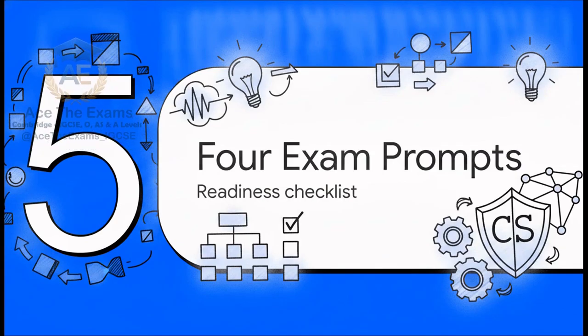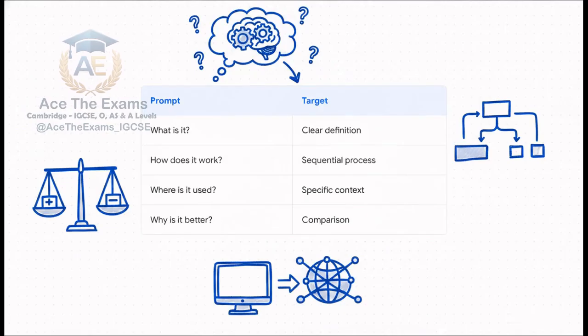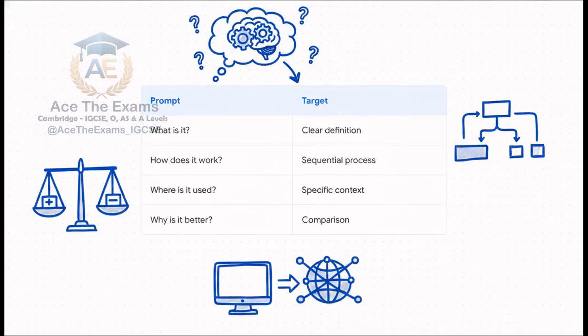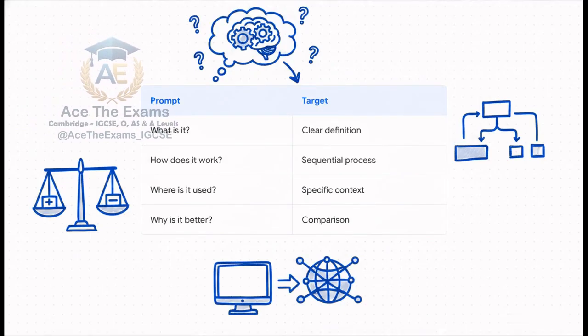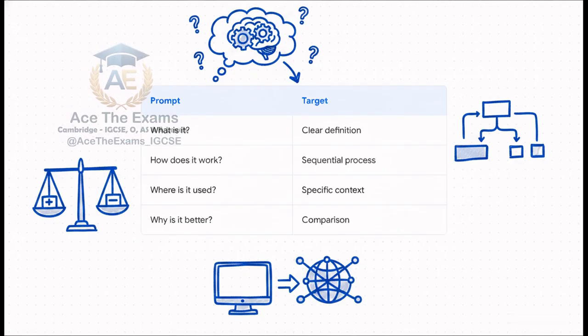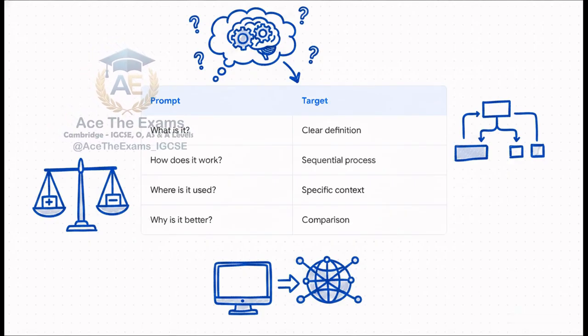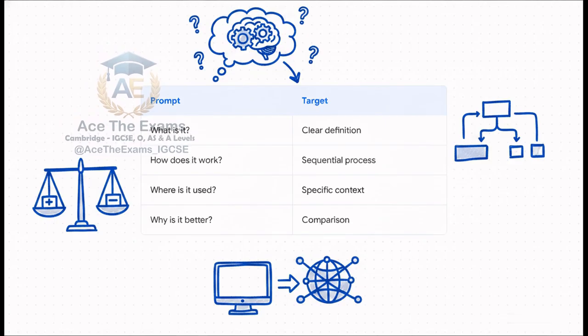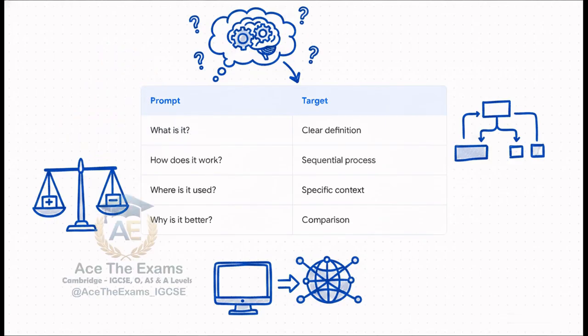So, after you've compressed your concepts and practiced the rapid review, how do you actually know if you are ready for the test? It all comes down to a crucial 4-prompt checklist. Prompt 1, ask what is it? This targets a clear definition and purpose. Prompt 2, how does it work? This targets a sequential logical process explanation.